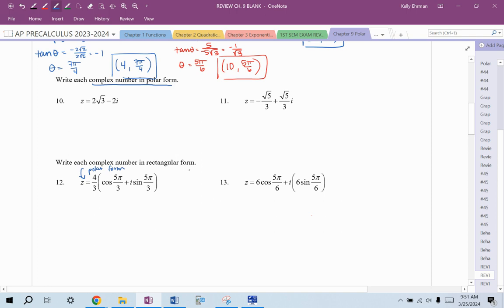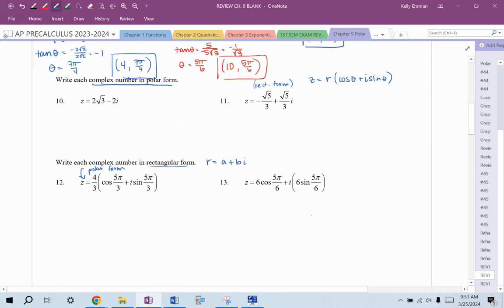If you forget what rectangular form looks like, just take a look at these. These are a rectangular form. So again, if you missed this section on your quiz, go back and rework those and study that. What do these different forms look like? A complex number in polar form is z equals r times the quantity cosine theta plus i times sine theta. And a complex number in rectangular form is z equals a plus bi.